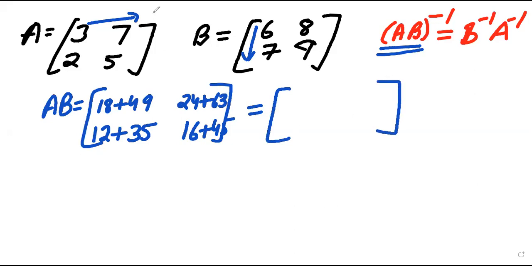Here it is coming 67, it is here 87, this is here 47, and this is coming here 1, 5, 6, 7, 71. Okay, this is coming here 67, 87, 47, and 71.